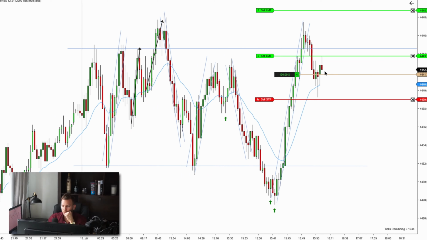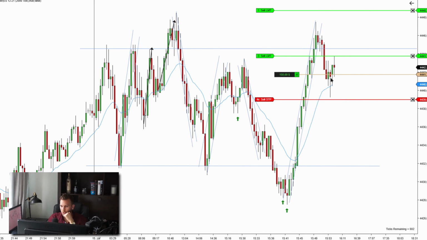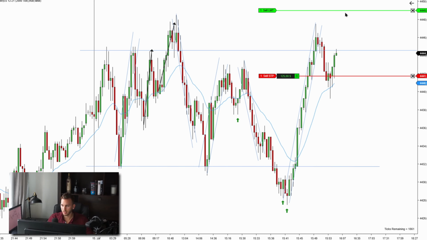We are reversing. This is not what you want to see, but this is a second entry long. It is a two-legged pullback, and once we pushed lower, it instantly reversed higher. So think about this. Well, we managed to get scalped quickly, so I'm going to move around.